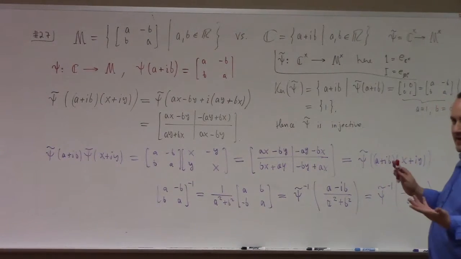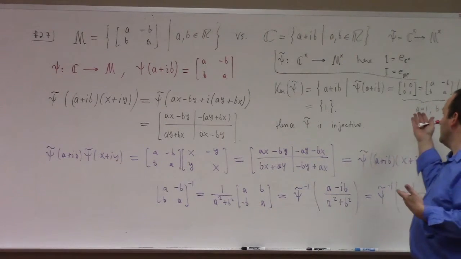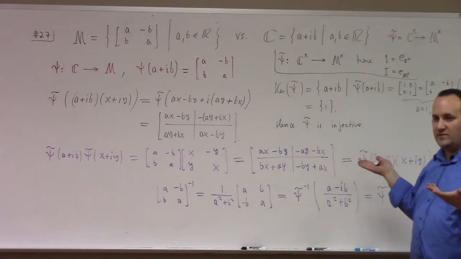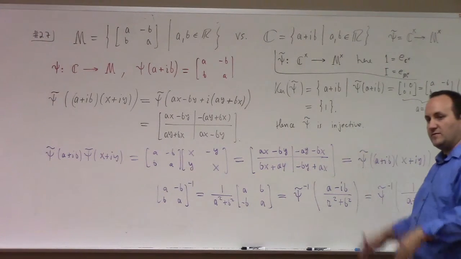Anyway, getting back to the problem, this shows that psi tilde is a homomorphism. It's injective, and it's surjective for essentially the same reasons, and there you go. You have an isomorphism between the non-zero complex numbers and the non-zero matrices of this type.